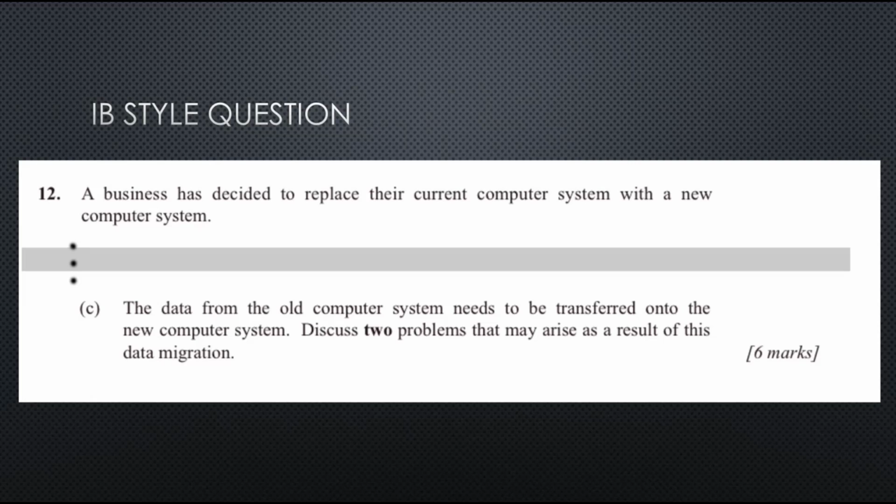So now we'll just do an IB-style question. The context here is a business has decided to replace their current computer system with a new computer system. The question asks: the data from the old computer system needs to be transferred onto the new computer system. Discuss two problems that may arise as a result of this data migration.